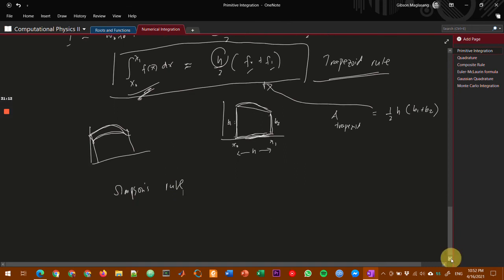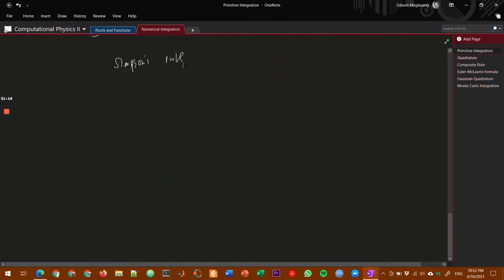So sa Simpson's rule, quadratic na ang ihang form. So instead of a 1 point, you have a 3 point na, from x naught up to x2 na ta. Okay? And we'll see why nganong x2 na siya, because 3 point man siya. So true siya for f of x.